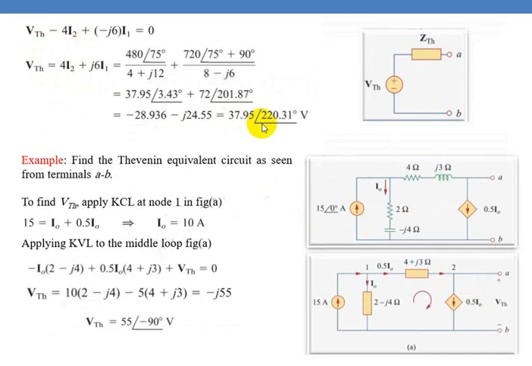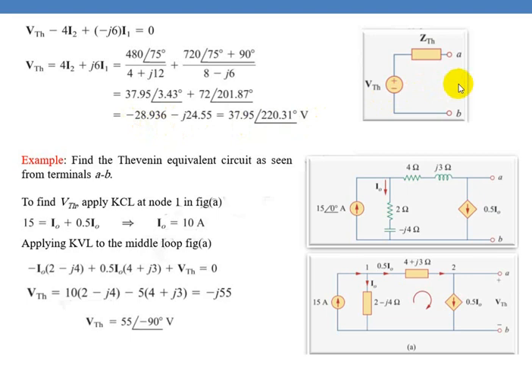Substitute all the values, and you will get this value as 37.95 at an angle of 220.31 volts in polar form. In rectangular form it is minus 28.936 minus J24.55. So this is the equivalent Thevenin network.